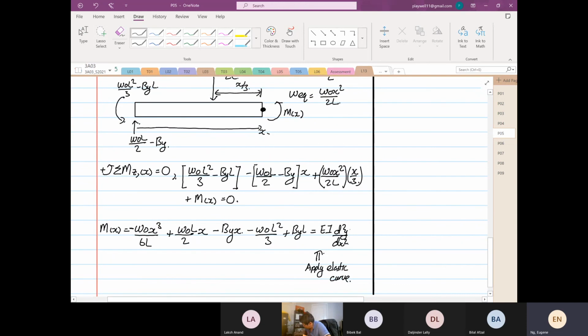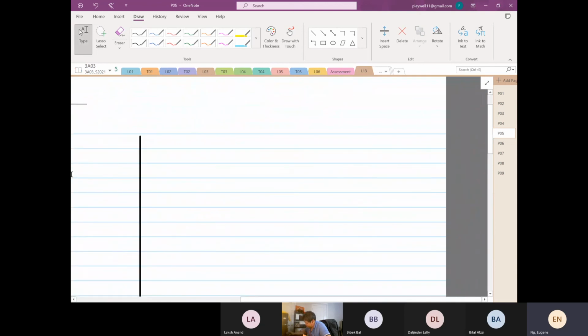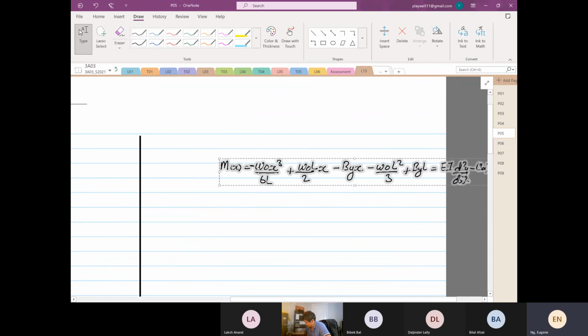So this is equation 3A. I'm going to copy it and write it up here. From here, it's all math. Nothing to do with physics already. The physics part is done.